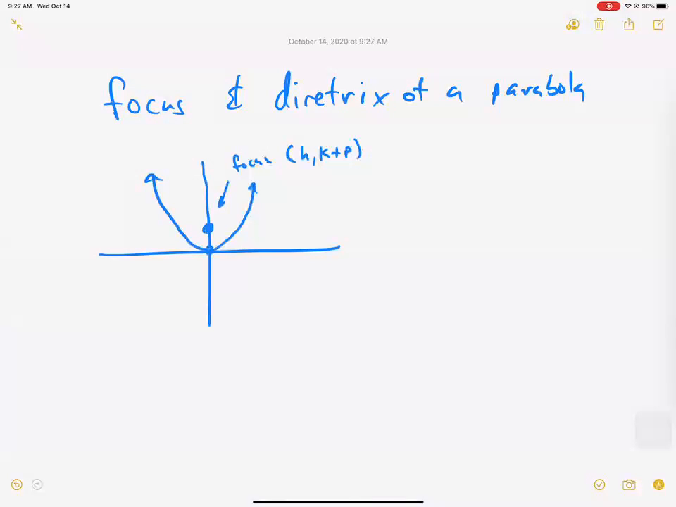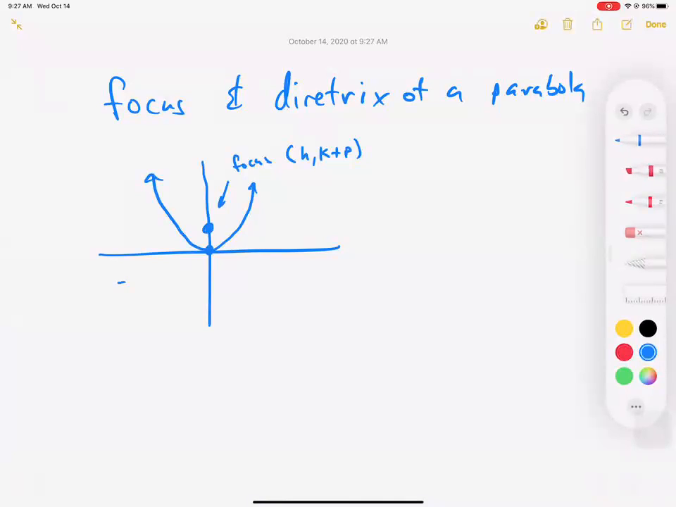And that p is the point a little bit away from the vertex. The directrix is a line. It's a horizontal line in this case. And this is going to be y is equal to k minus p for us. And p is that distance away.